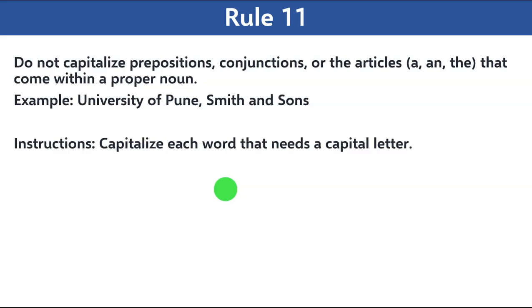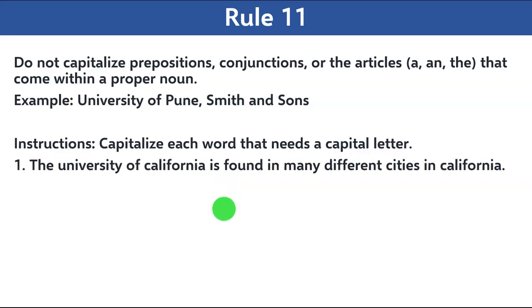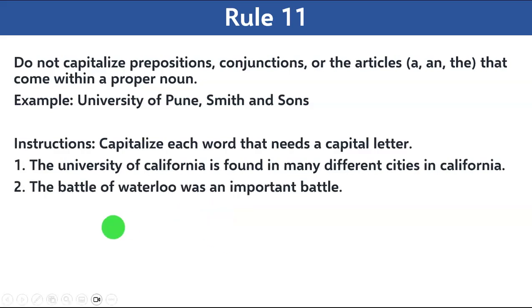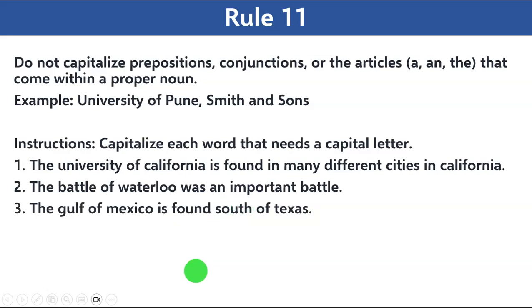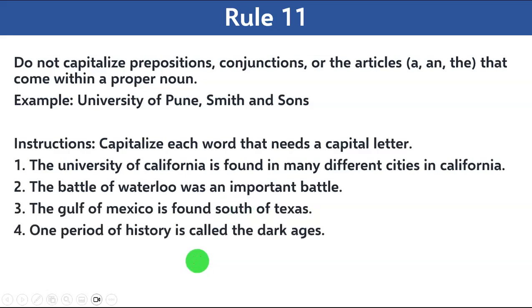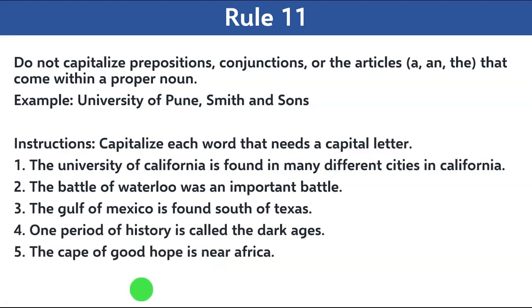Right. Question number 1. The University of California is found in many different cities in California. Number 2. The Battle of Waterloo was an important battle. Number 3. The Gulf of Mexico is found south of Texas. Number 4. One period of history is called the Dark Ages. Number 5. The Cape of Good Hope is near Africa. Now, your 10 seconds start now.